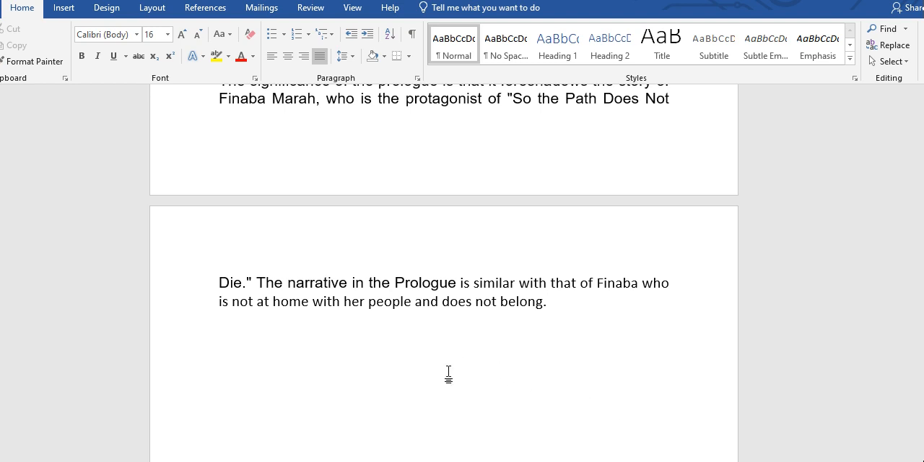We are also going to do the analysis. We are also going to review all the chapters, and also the narrative techniques, the themes, and the character analysis.